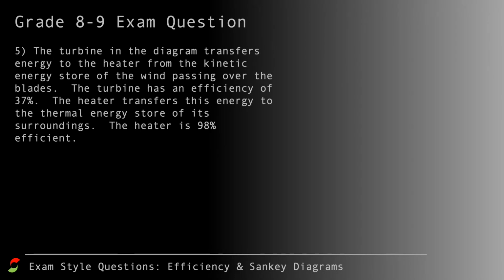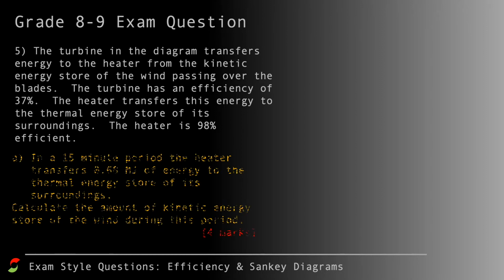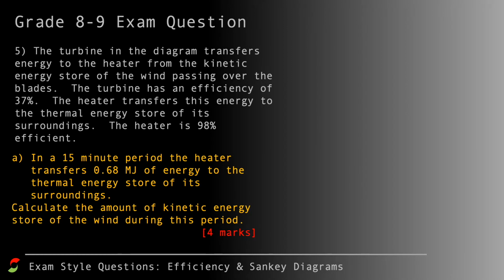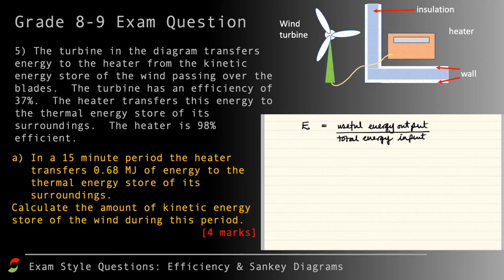So the hardest question of the lot, a grade 8 to 9. Remember to pause the video so that you can take in all the information that's being provided, and then when a question comes up, pause the video again, and then we will go through it step by step. Helps to have the diagram as well. So we're going to start off again by using the efficiency equation.